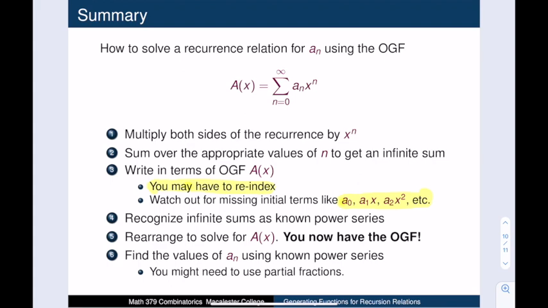Finally, if you're asked to actually find a formula for each of the a_n terms, you're going to have to use some known power series to take the algebraic expression that you see for a of x, break it into pieces, and find the power series for each of those pieces. And one common technique for this is partial fractions, and we showed you an example of how that worked. I do admit that you really have to pay attention to what you're doing. Any small algebraic error you make will have dire consequences.